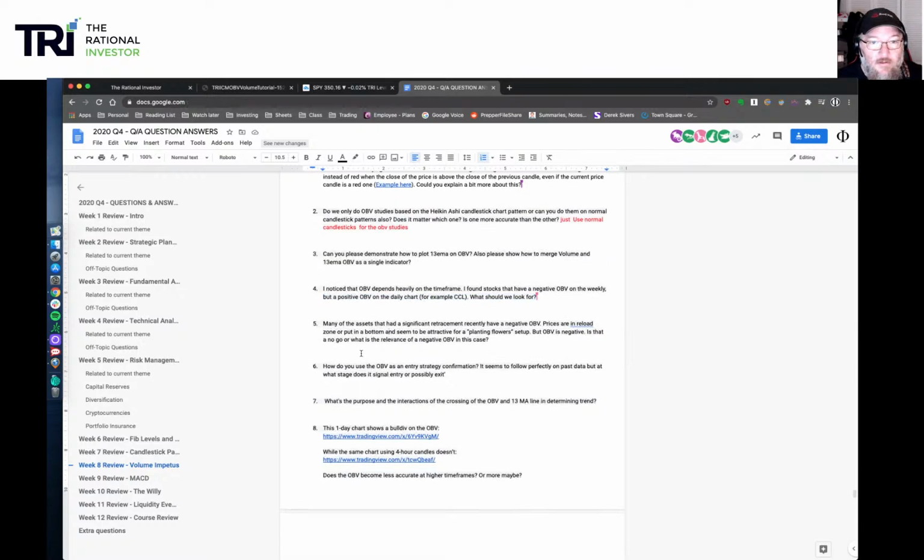All right. Many of the assets that have a significant retracement recently have a negative OBV. Mm-hmm. Prices that are in a reload zone are putting in a bottom and seem to be attractive for planting flower setups, but OBV is negative. Is that a no-go, or what's the relevance of the negative OBV? Well, I want to stress again, I don't personally use positivity or negativity of the OBV very often.